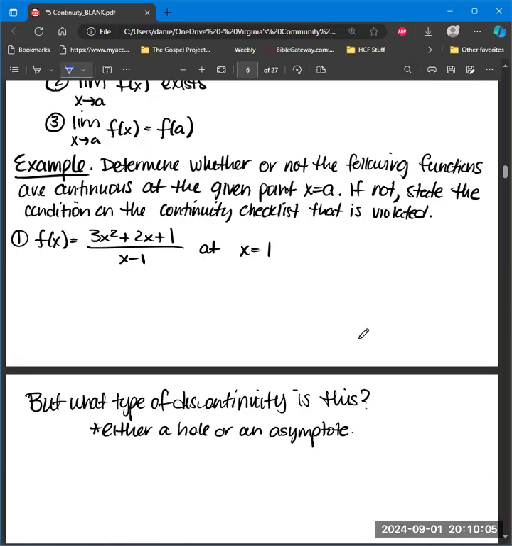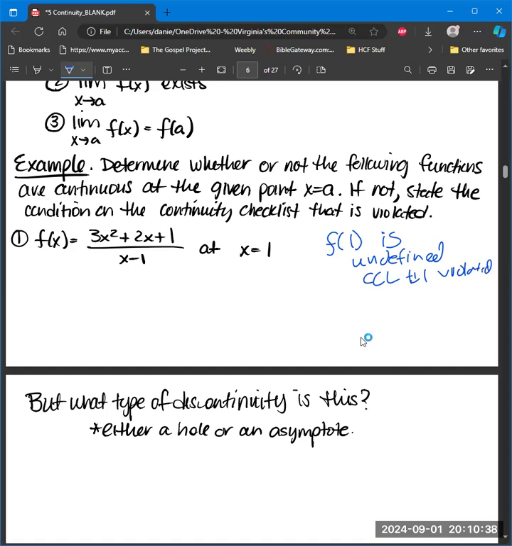So determine whether or not the following functions are continuous at the given point, x equals a. If not, state the condition on the continuity checklist that is violated. So we know that we can't divide by 0. It's not in the domain. I'm not sure whether it's a hole or a vertical asymptote. That doesn't matter though. f of 1 is undefined. So continuity checklist number 1 is violated.